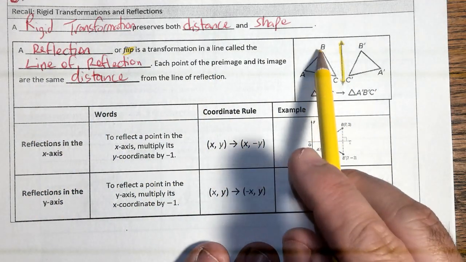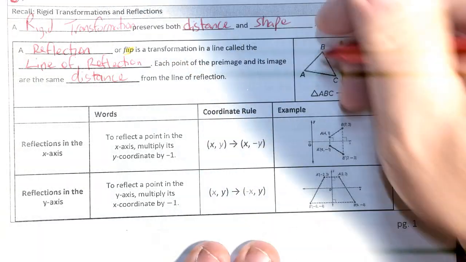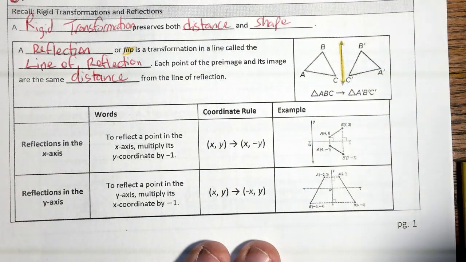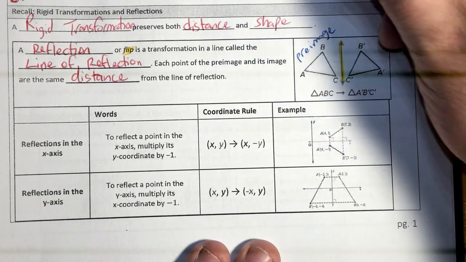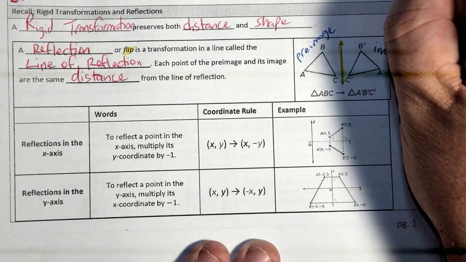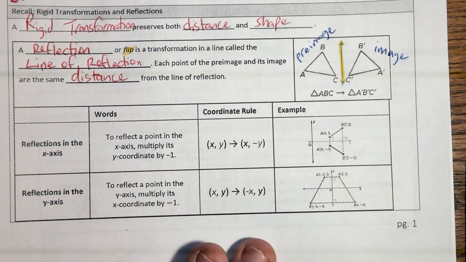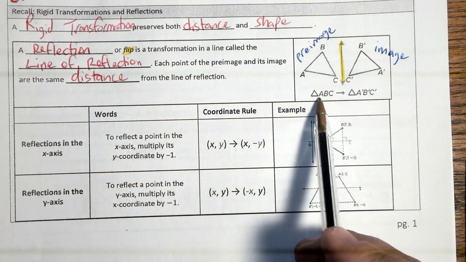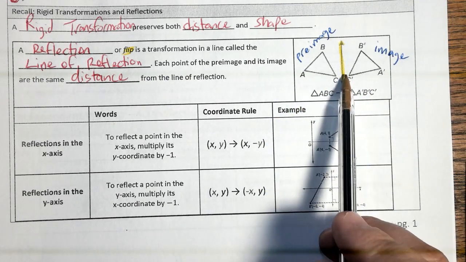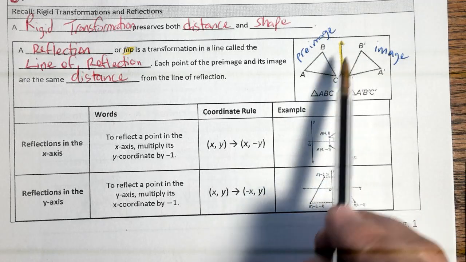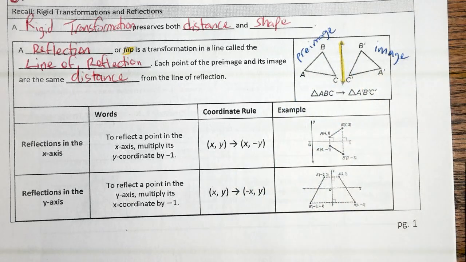So recall ABC is the pre-image, and over here is the image. Notice it's ABC, and then the image, the after, is A prime, B prime, C prime. C is the same distance away, B is the same distance away, and A, if you measure, is the same distance away on both sides.